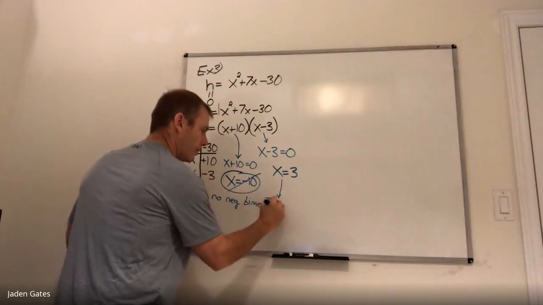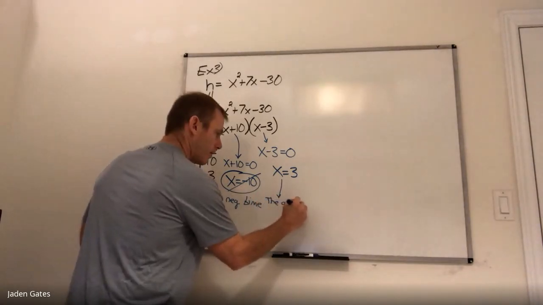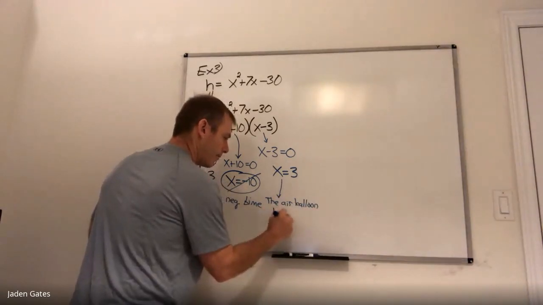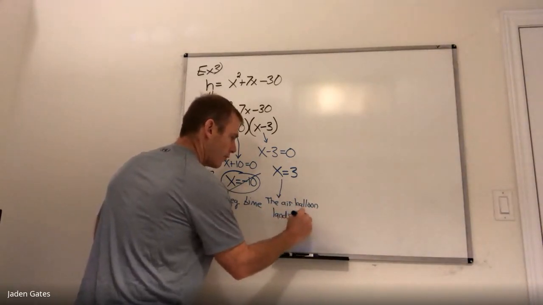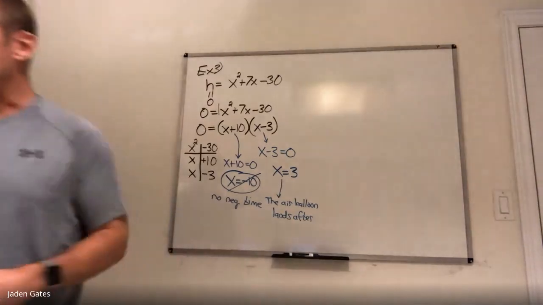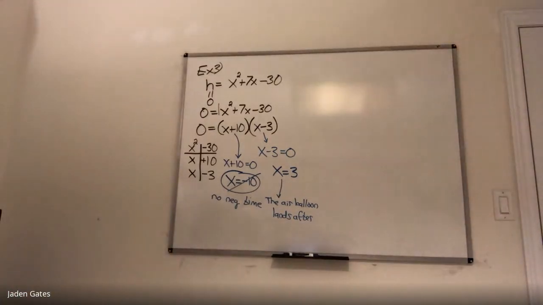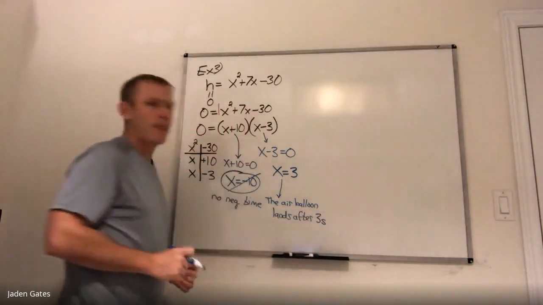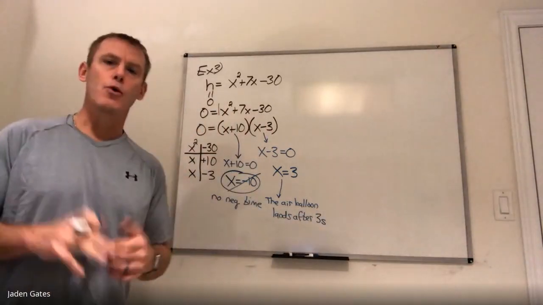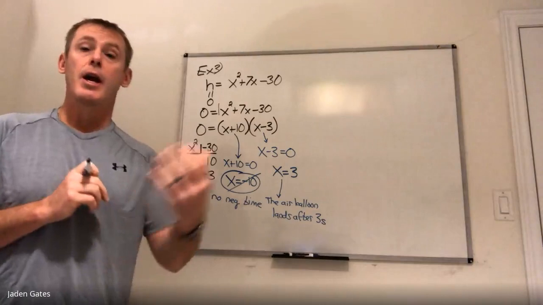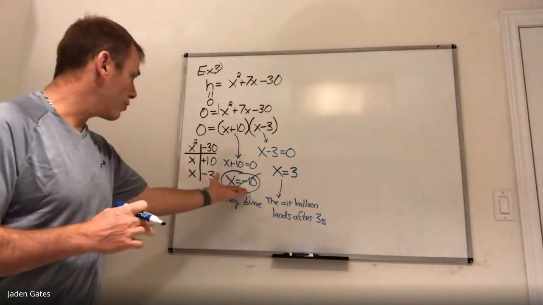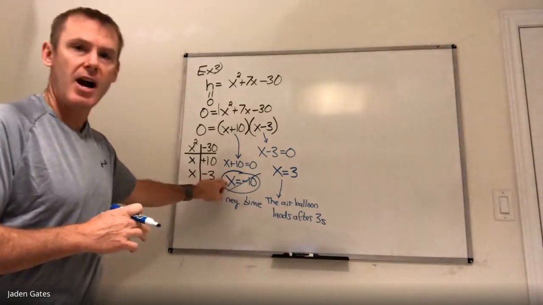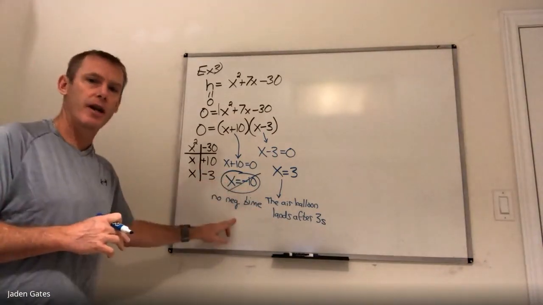the air balloon lands after, man, I have that in 3 seconds or hours here? Seconds, it looks like. Yikes. After 3 seconds. All right, so if there is a word problem, you have to interpret your results. And if there's a case where you have two answers and you're only getting one, you have to say why you're getting rid of the answer. You can't have negative time.